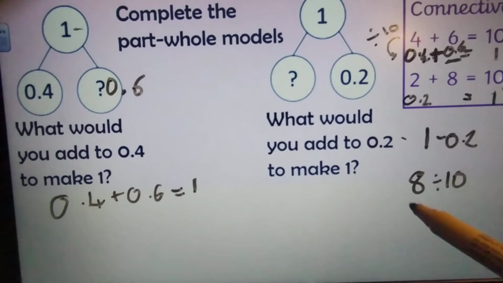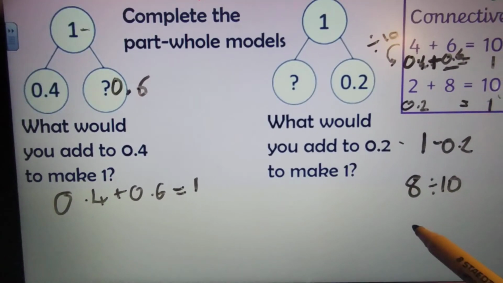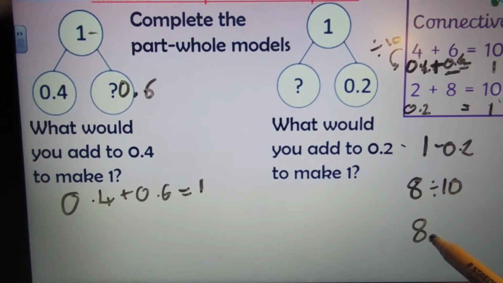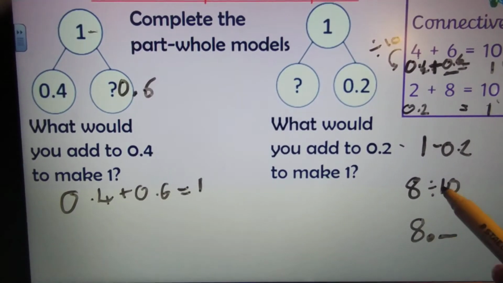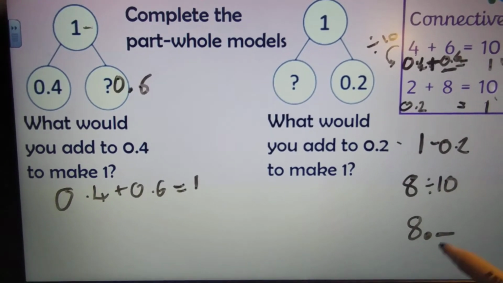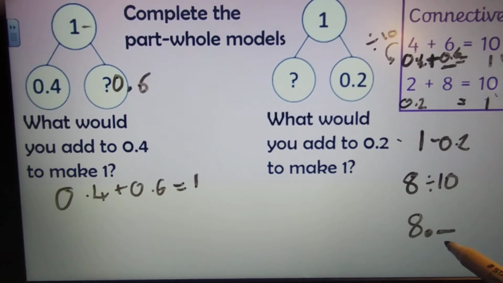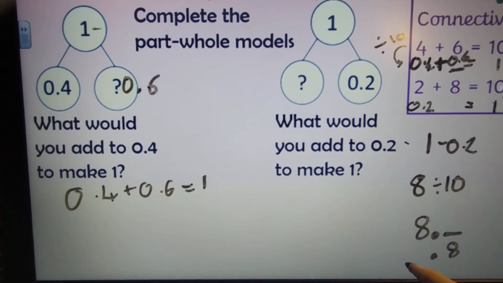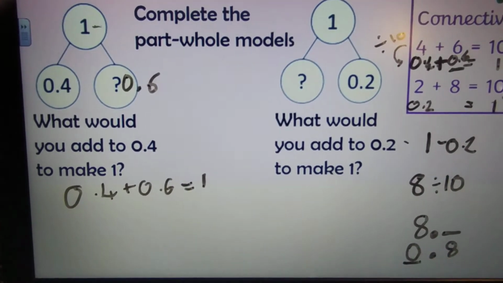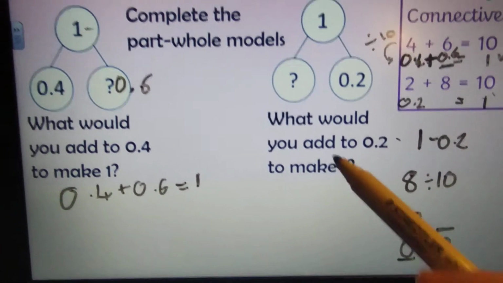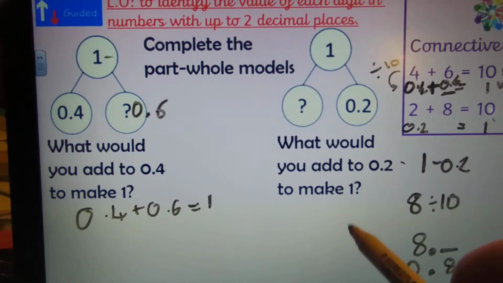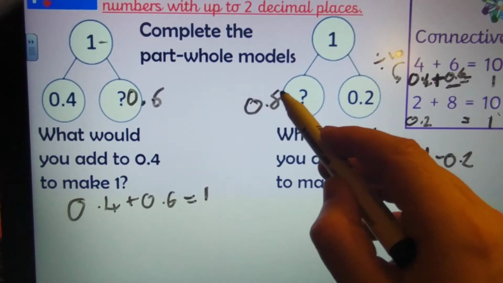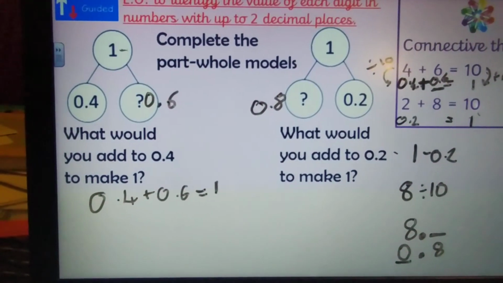for those of you that have forgotten, we can use a line method if you're not sure how to do that. So we've got 8, the decimal point next to it, and 1 line. Because we're dividing by 10, everything jumps 1 place to the right. So what we end up with is our decimal point underneath, our 8 moves over 1 place, and we need to make sure that we've got a placeholder in that 1's column. So, going back to the question, what would you add to 0.2 to make 1? Well, we're going to add on 0.8. Okay, so we'll have a look at the next question.